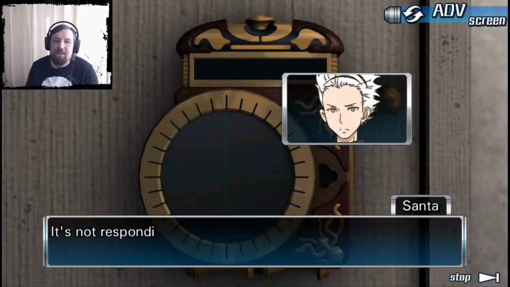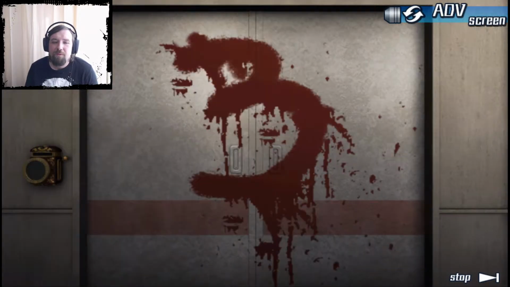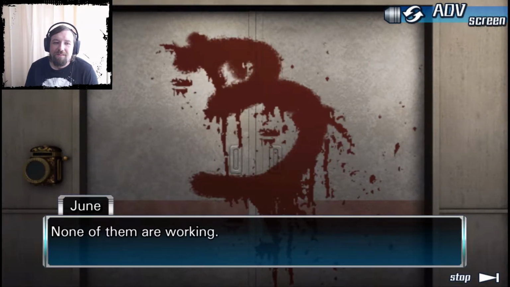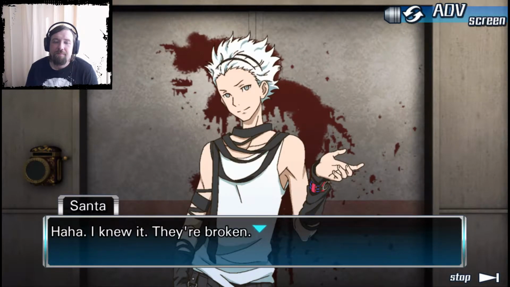It has to equal... It's not 7 anyway. How about the red on door 7? Oh, what about door 3? 3. None of them are working. What does it mean? I knew it. They're broken. Zero sure sucks at maintenance.